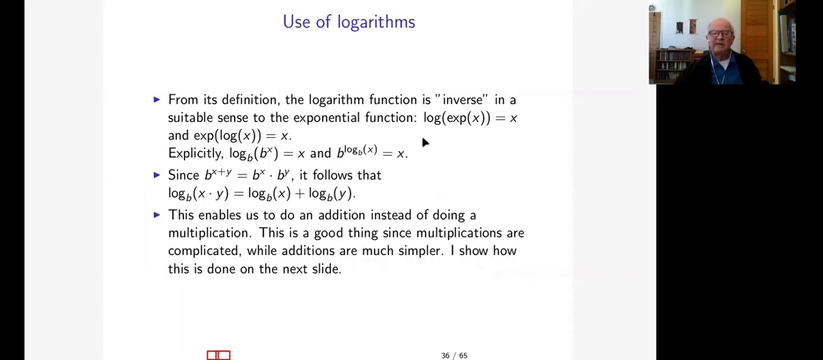Just to express that they are inverse to each other, I write that log of exponential of x is x, and exponential of log of x is x. This expresses that they are inverse functions to each other. But an extremely important use of logarithms is that logarithm allows us to do addition instead of multiplication. And that comes from this property. Log in base b of x times y is log in base b of x plus log in base b of y. That comes from this formula from exponentials.